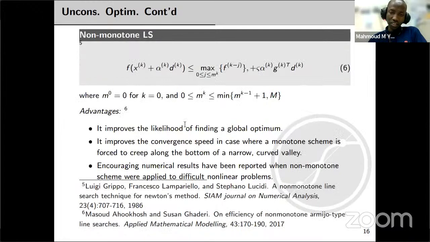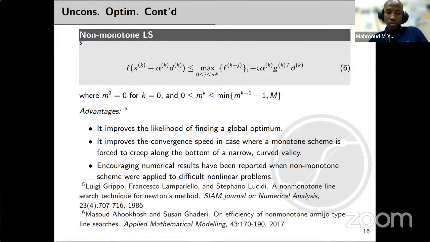The idea of non-monotone line search, if you remember from the previous slide, we said that we have a monotone. By monotone, we are trying to say that there is a consecutive decrement of the function value along the iteration process. But in the context of non-monotone, we relax that monotonicity property in the line search, giving the opportunity for a possible functional growth at some point.